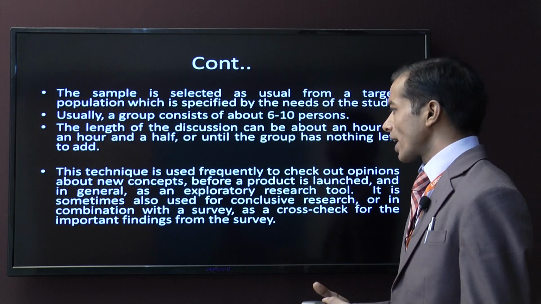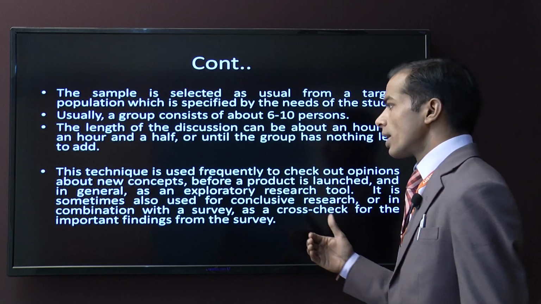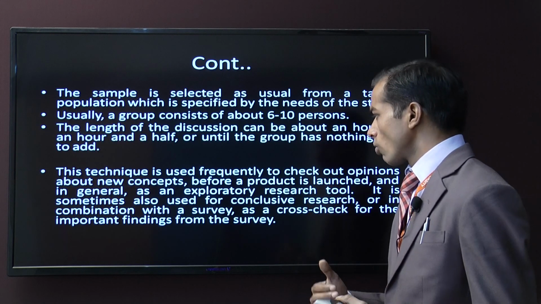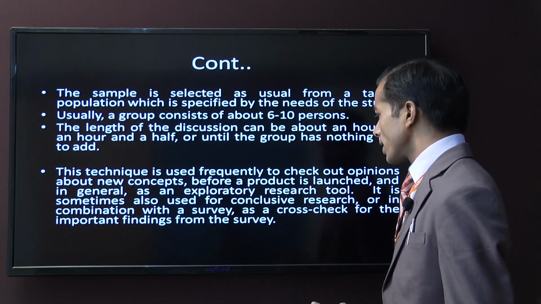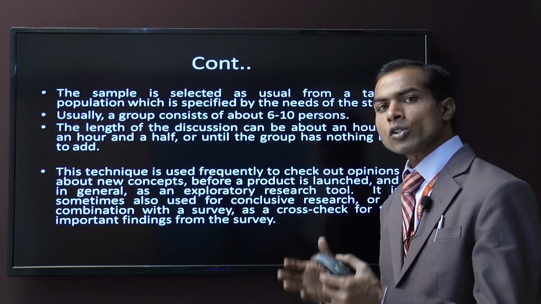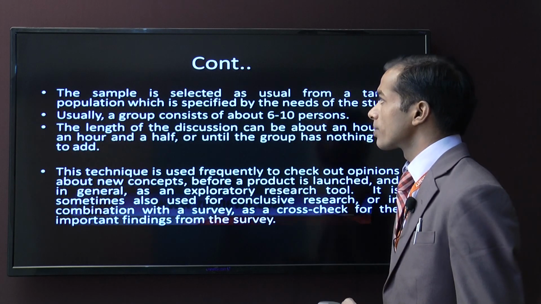In general, it is an exploratory research tool. It is sometimes also used for conclusive research or in combination with a survey as a cross-check for the important findings from the survey.